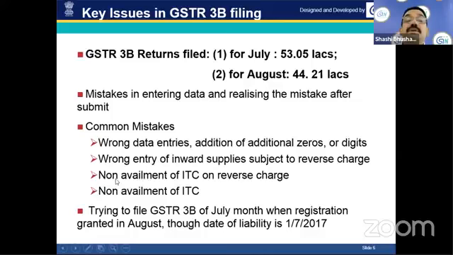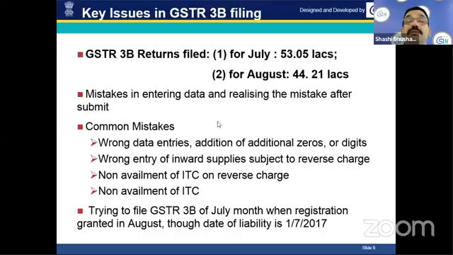Next, I will discuss some of the issues that have come to us, where we have seen that people make mistakes. But nevertheless, all of us should be cognizant that for the month of July, so far 53 lakh GSTR 3B returns have already been filed, and for August around 44.21 lakh. So people are gradually adapting to this new return and successfully filing it.